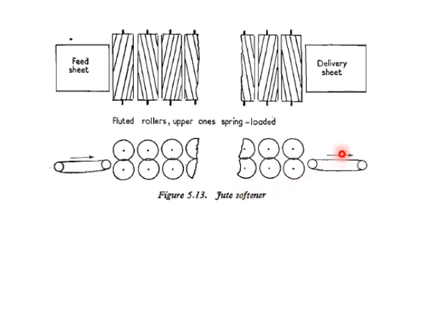Now the operator stands at the delivery zone. The operator collects the jute, gives the streaks or the bundles of jute a half twist, and places them on the table. Afterwards the streaks or the bundles of fibers are conditioned for 24 to 48 hours, and then they are ready to feed into breaker cards.